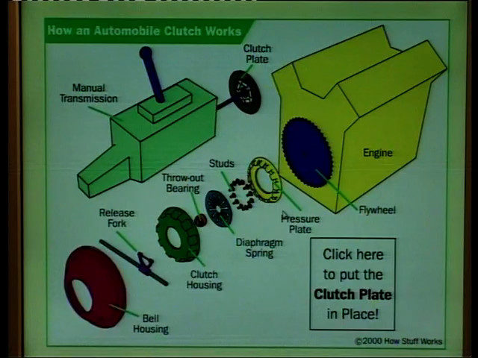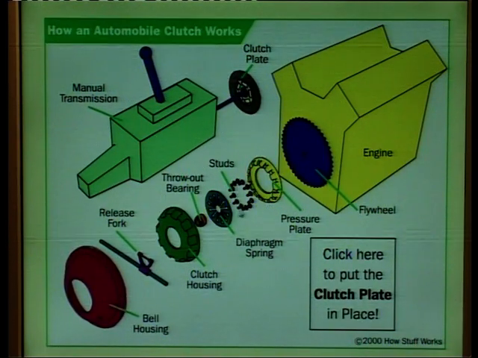This is how an automobile clutch works. This figure explains the different parts of the clutch. This is the clutch plate, this is the flywheel, pressure plates, studs, diaphragm spring, throw-out bearings, clutch housing, release fork, bell housing. This is clearly explained.